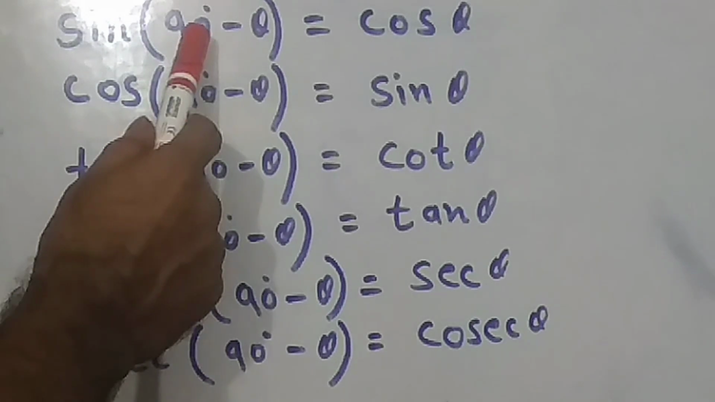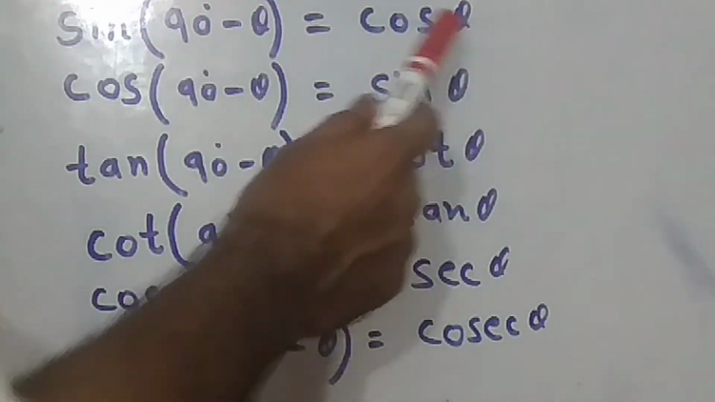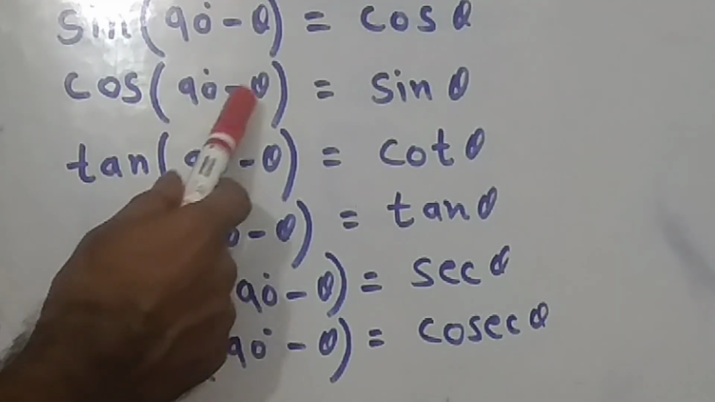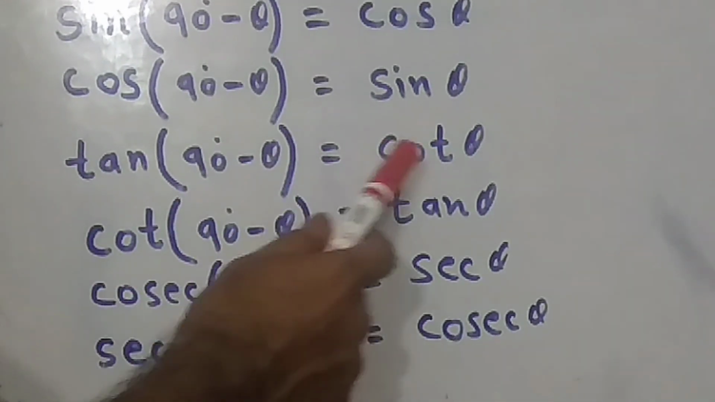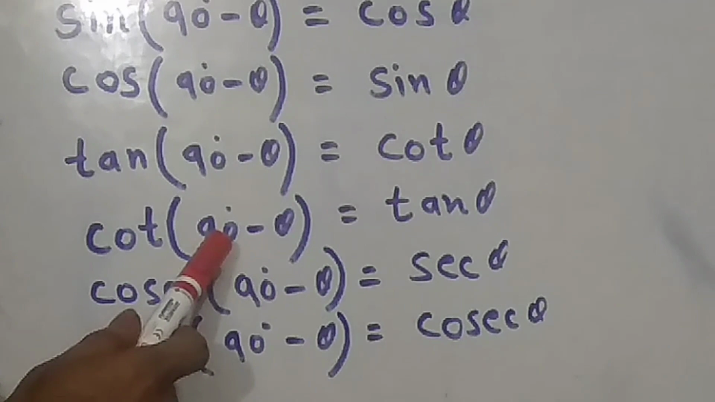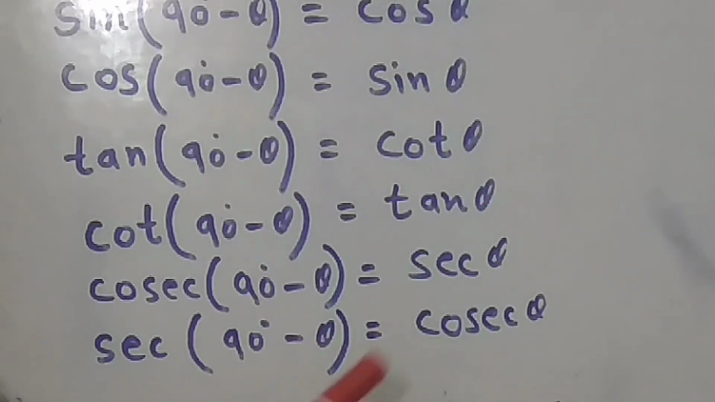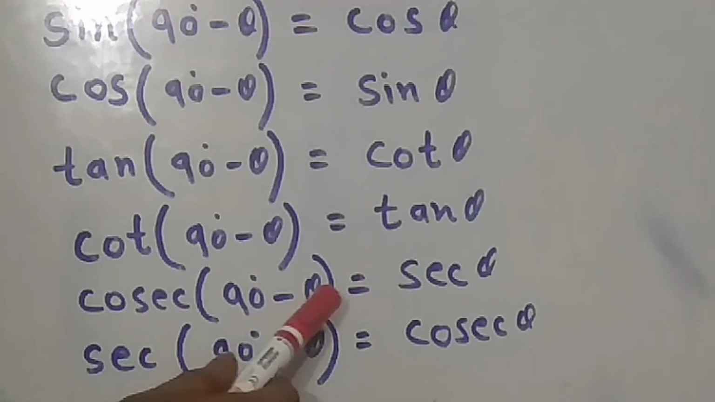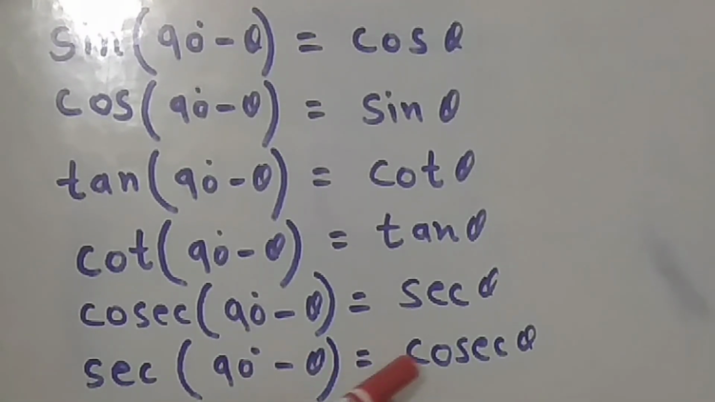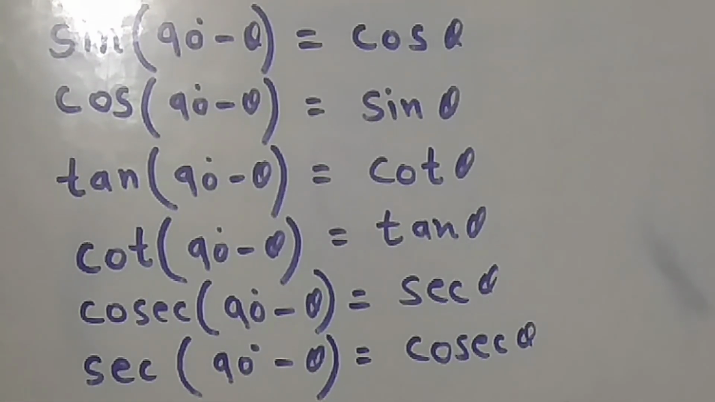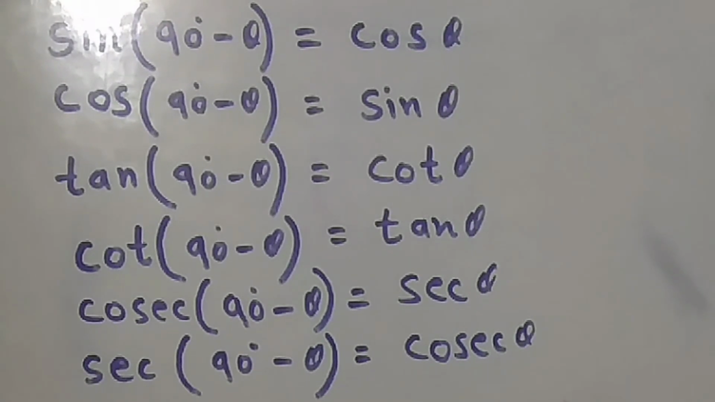Sine 90 degree minus theta is equal to cos theta. Cos 90 degree minus theta is equal to sin theta. Tan 90 degree minus theta is equal to cot theta. Cot 90 degree minus theta is equal to tan theta. Cosec 90 degree minus theta is equal to sec theta. Sec 90 degree minus theta is equal to cosec theta. You will have to learn these formulas by writing in your copy.